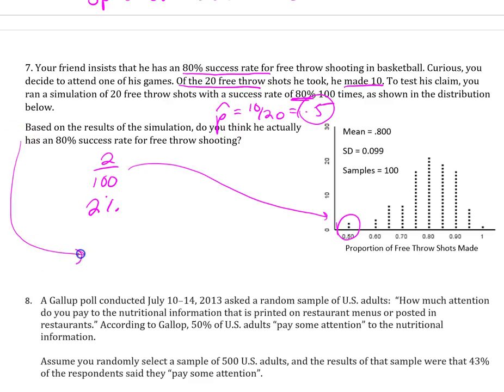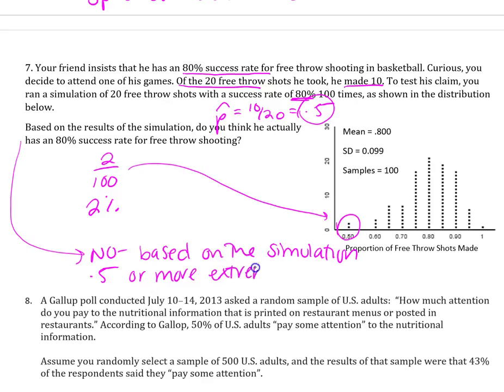So I'm just going to write no. Based on the simulation, 0.5 or more extreme only occurred 2% of the time, which is less than 5%.